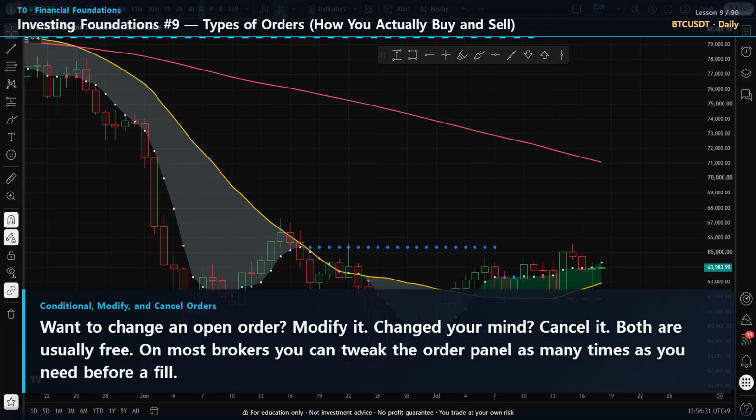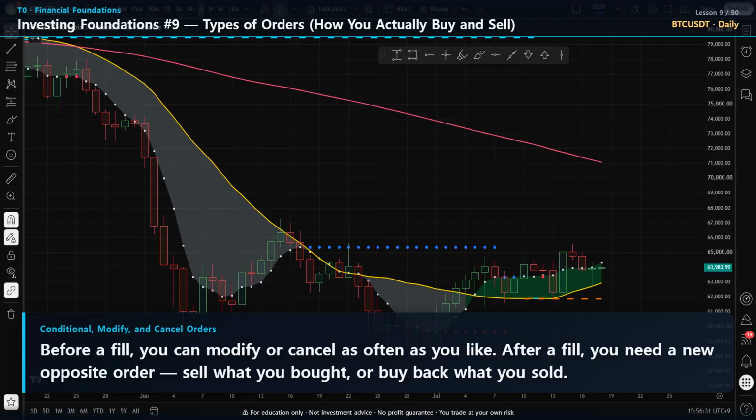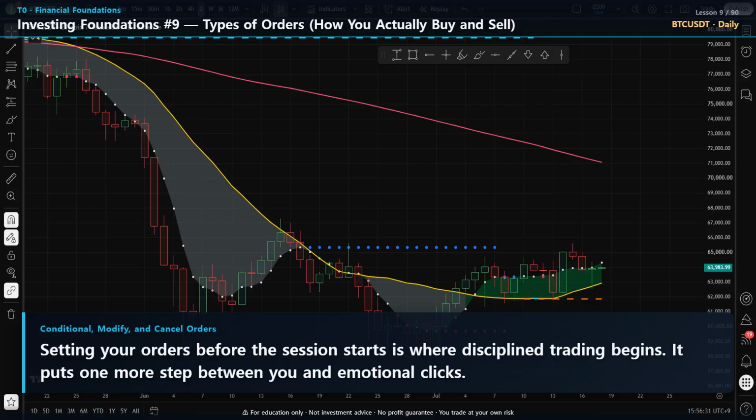Want to change an open order? Modify it. Change your mind? Cancel it. Both are usually free. On most brokers, you can tweak the order panel as many times as you need before a fill. Before a fill, you can modify or cancel as often as you like. After a fill, you need a new opposite order. Sell what you bought or buy back what you sold. Setting your orders before the session starts is where disciplined trading begins. It puts one more step between you and emotional clicks.